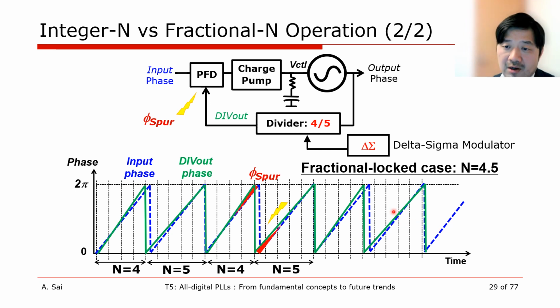However, when observed in a short period of time, a phase shift naturally occurs. This phase shift becomes a fractional spur, and in order to spread it in terms of frequency, the frequency division ratios 4 and 5 are randomly switched by delta sigma modulation.